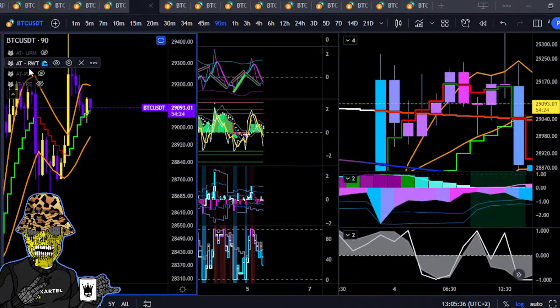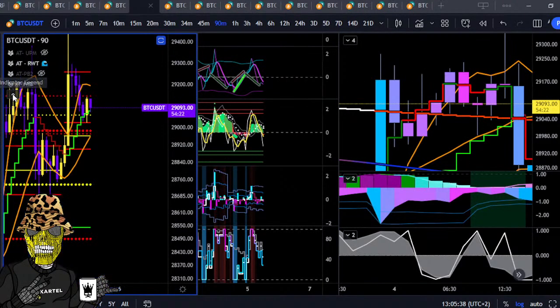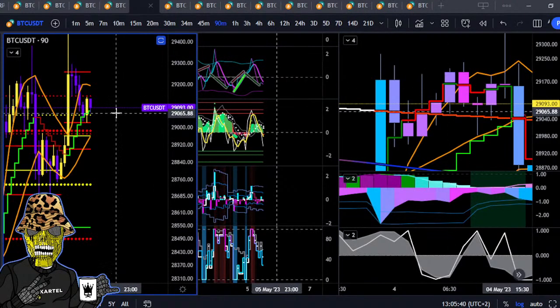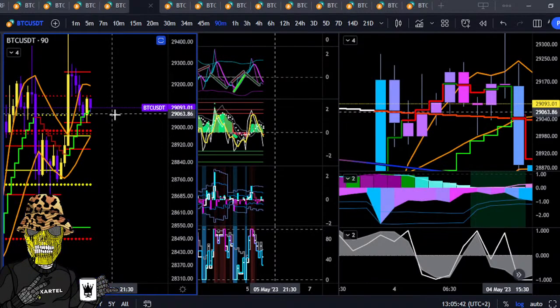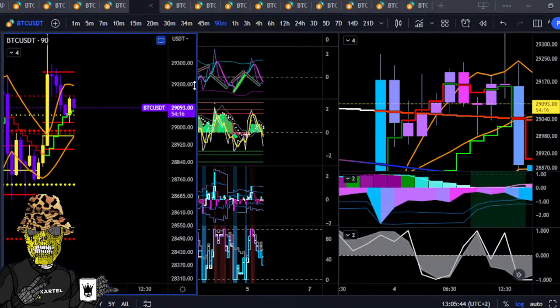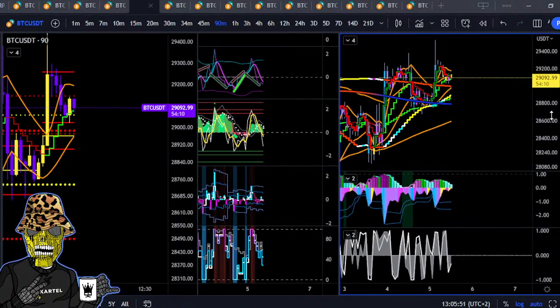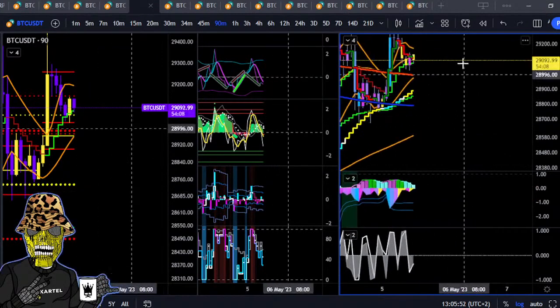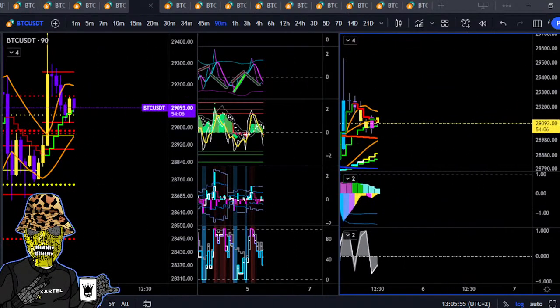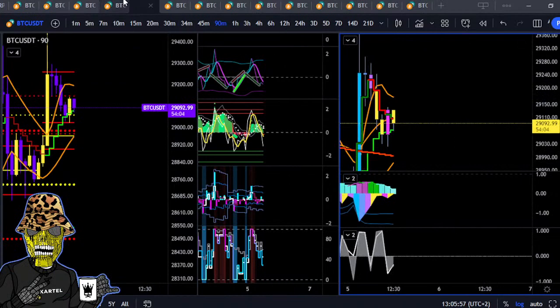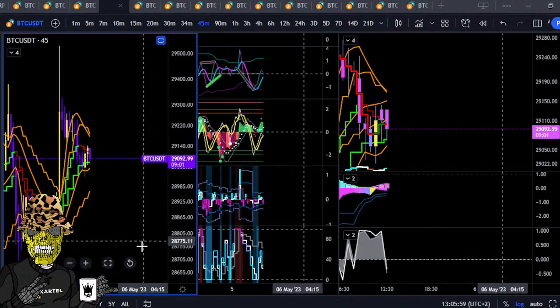Now, what do I want to do? I want to be putting on some VRE levels. What can we see? We have a monthly mean over here. Hasn't been touched, did come down and touch it. All right. If it does carry on holding above this monthly mean, we will look for continuation to the upside, at least into 29,333. Now, I want to zoom in on the lower time frames.